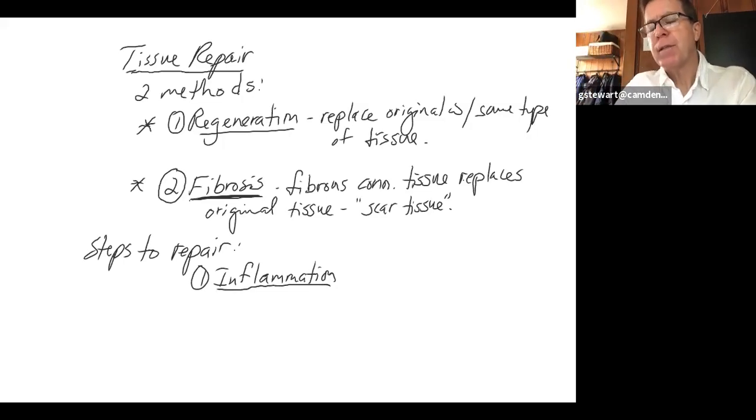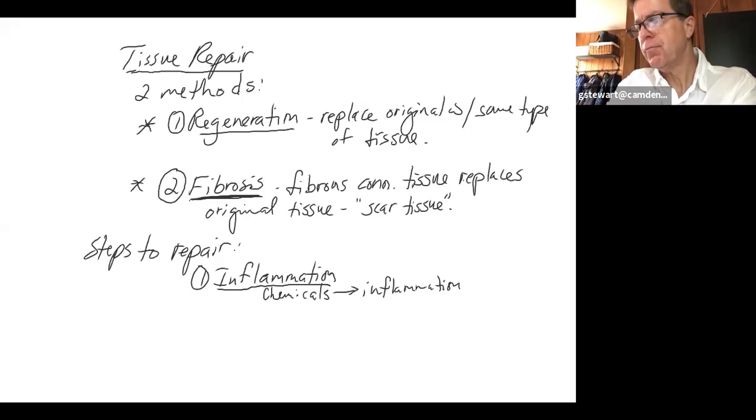The damage of the tissue causes chemicals to be released from that damaged tissue, and the chemicals are what cause inflammation. So I'm just going to write chemicals, like histamines, for example, cause inflammation. And then, after the chemicals are released and we get inflammation, we also get something called hemostasis, which just refers to blood clotting. So these 2 things happen in the first stage of inflammation.